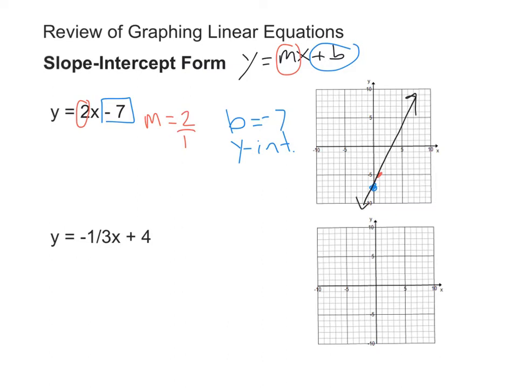So let's do the second one here. Same plan. Here's my slope. M equals negative 1/3. It's already in fraction form. And my y-intercept b is 4. So we're going to begin at 4 on the y-axis. Again, the most common wrong answer for these is to put that 4 right here. That's the x-intercept. Don't do that.